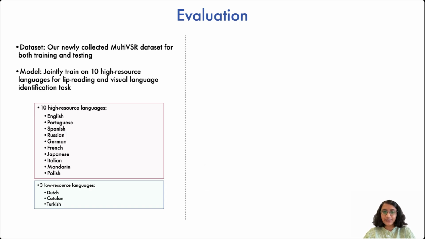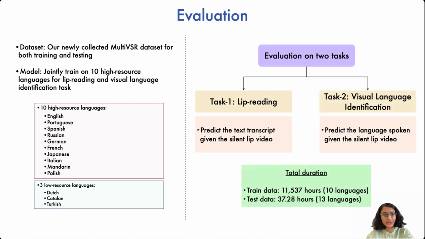To train and evaluate our multitask network, we leverage our newly collected MultiVSR dataset of approximately 12,000 hours. A single model is jointly trained on the 10 high-resource languages, which constitute around 11,500 hours. The remaining 3 languages contain about 100 hours each and are used to evaluate the performance on low-resource languages. We train and test the network for 2 tasks. First, lip reading, and second, visual language identification.